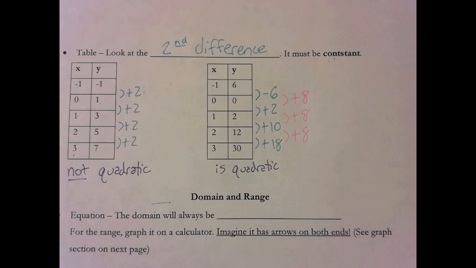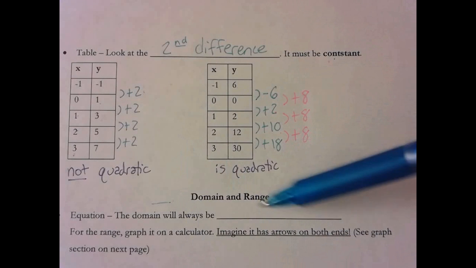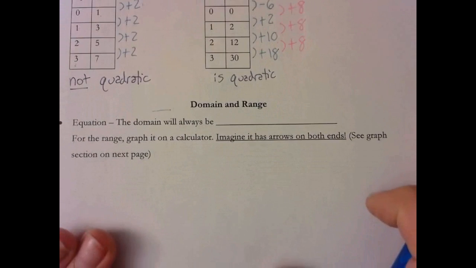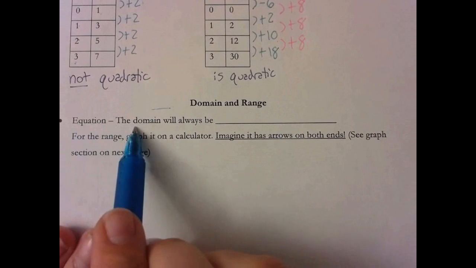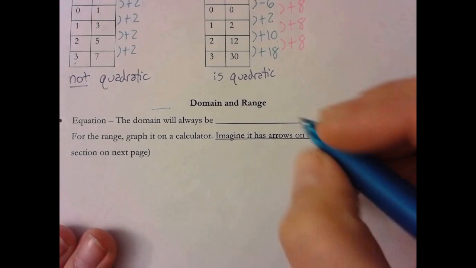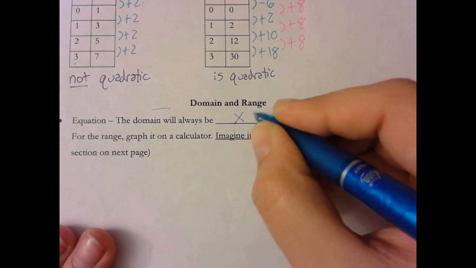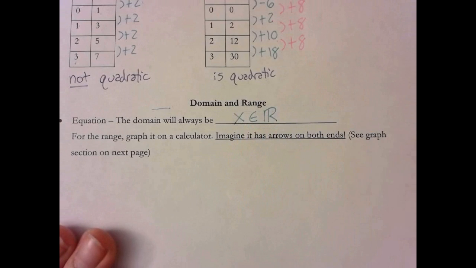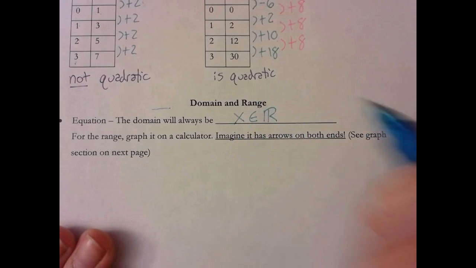Okay, now that we know whether it's quadratic or not, let's talk about domain and range. I know we hate domain and range, so this should be review. There's a great poster, if you're in the classroom, look to your left, that should help you some. So hopefully this is a review. Okay, if you're given an equation, a quadratic equation, the domain will always be x is in the set of all real numbers. So remember, that funny R means all real numbers.